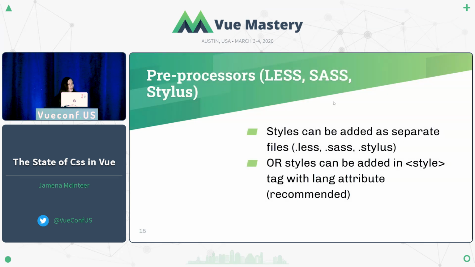Okay, so now I want to review preprocessors. Some examples would be Less, Sass, and Stylus. These are styles that you write that become compiled into CSS. You're not actually writing CSS at that point. They can be added as separate files in Vue, so you can use .less, .sass, .stylus files. You can also do that with regular CSS files, just create separate files and import them. Or you can use the style tag, and as you saw in the previous examples, use the lang attribute to use a specific preprocessor. This is recommended instead of using separate files.